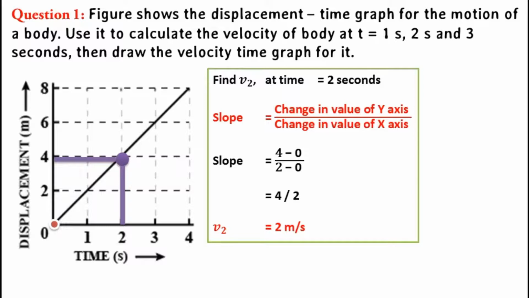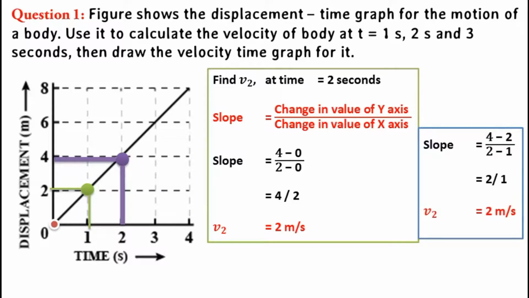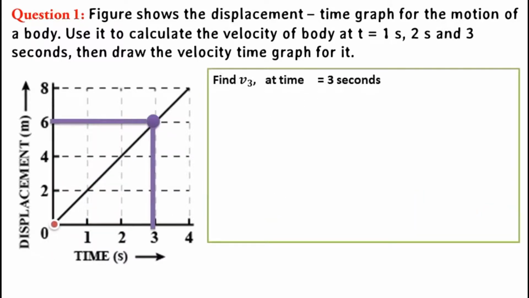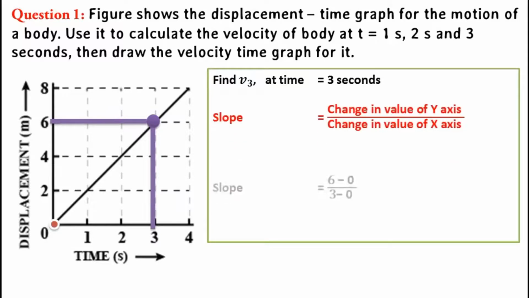If you take the initial point as 1 for the above calculation instead of 0, then the calculation will be like this. Slope is equal to 4 minus 2 divided by 2 minus 1, which is equal to 2 divided by 1, that is equal to 2 meter per second. Now at a time 3 seconds, directly let us find slope. 6 minus 0 divided by 3 minus 0, which is equal to 6 divided by 3, that is equal to 2 meter per second. So velocity at a time 3 seconds is equal to 2 meter per second.